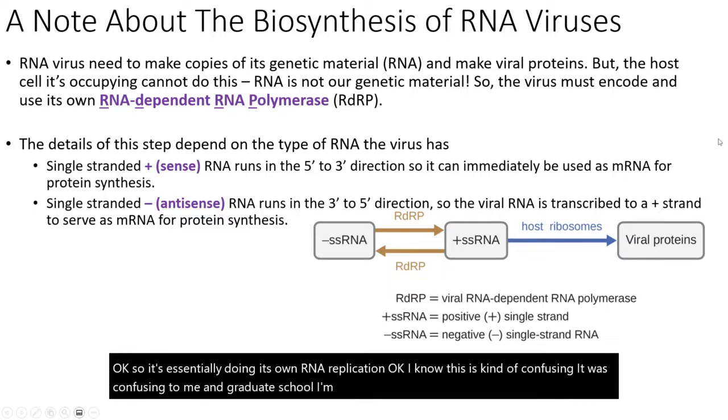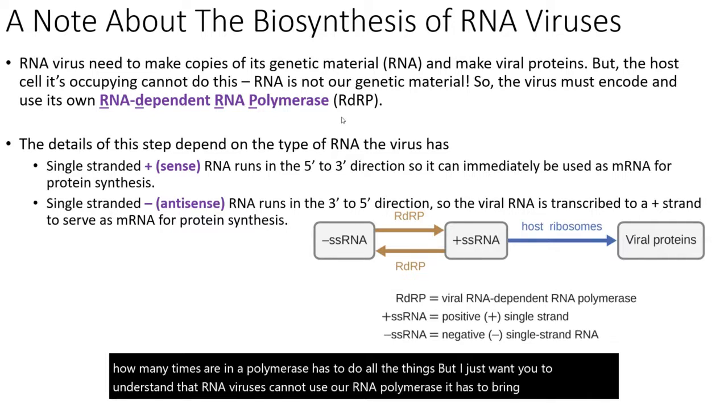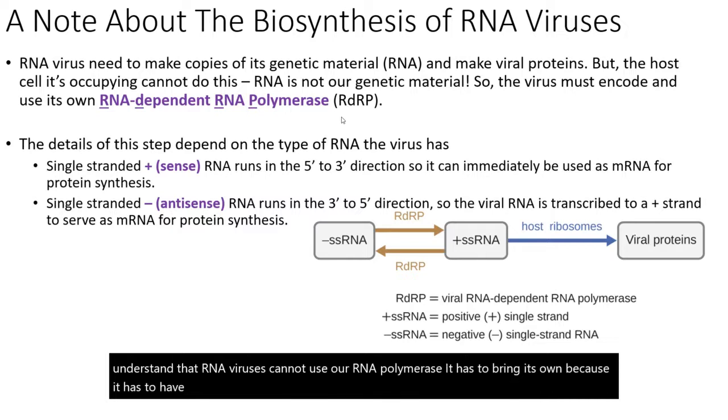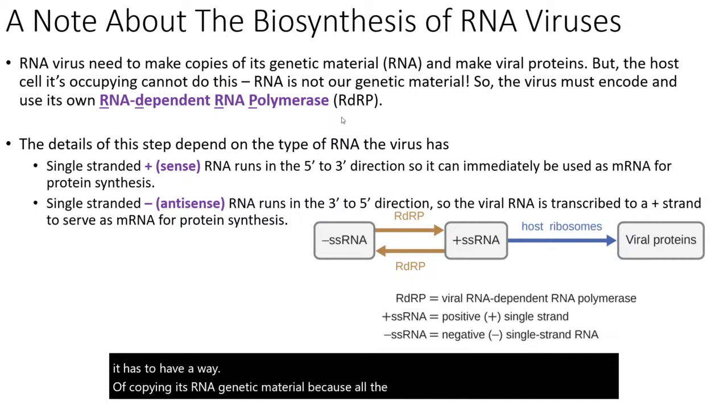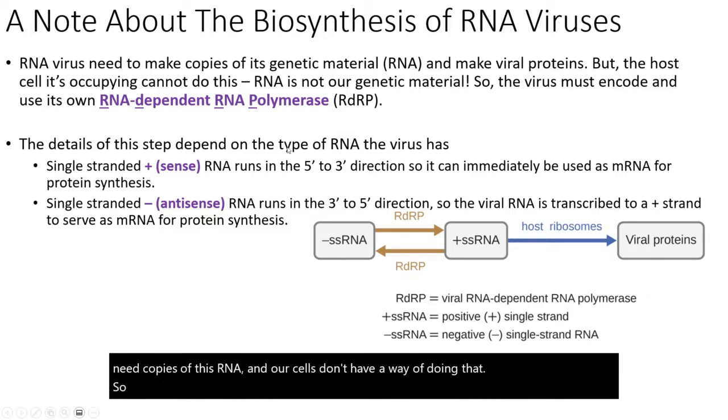I'm not going to test you on all the details of how many times RNA polymerase has to do all the things. But I just want you to understand that RNA viruses cannot use our RNA polymerase. It has to bring its own, because it has to have a way of copying its RNA genetic material, because all the new viruses that are made are going to need copies of this RNA, and our cells don't have a way of doing that. So the virus brings its own polymerase that's going to copy the RNA for it.